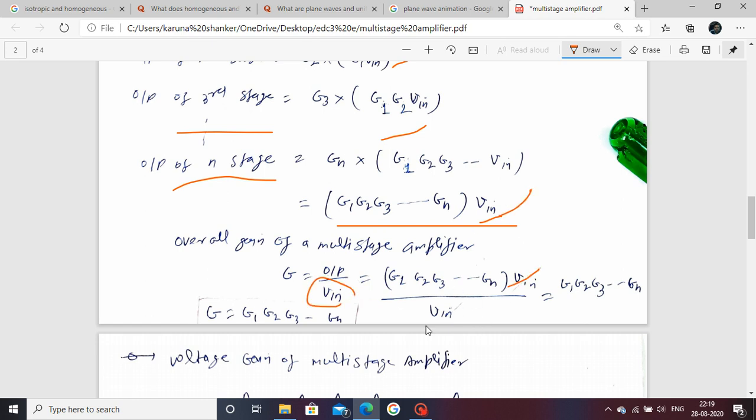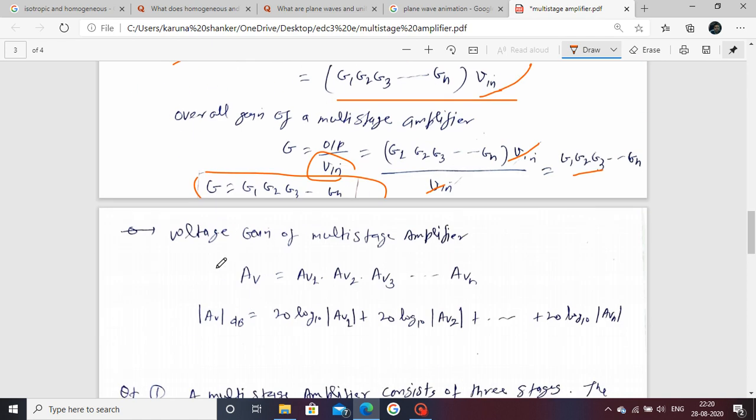Now this Vin and Vin cancel out. The overall gain comes in this form. It means the product of the gains of all the stages. That is the overall gain. This evaluation gives the overall gain. In this way, if you calculate the voltage gain, current gain, or power gain, you calculate in a similar way: multiply all the values that come out from one stage to the next. Then this is the overall gain.